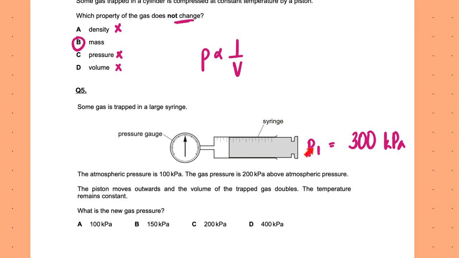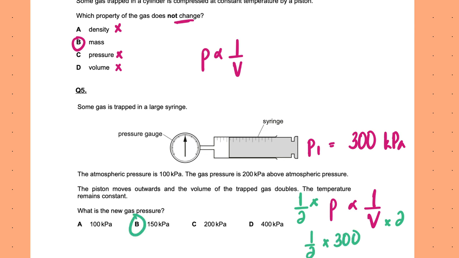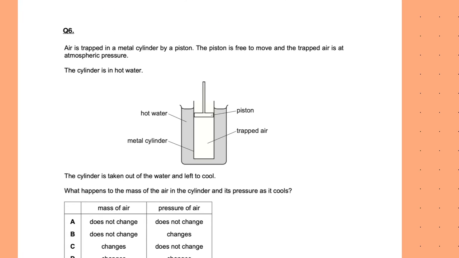So this is basically telling you to use P1 V1 equals P2 V2, this being the older pressure. However, it just says that the volume of the trapped gas doubles. So if I use this idea that I've also written above, P is inversely proportional to V, then if volume doubles, I know that by inverse proportion, the pressure would halve. So if you do half of 300, the answer for that would be 150 kilopascals. Let's go on.